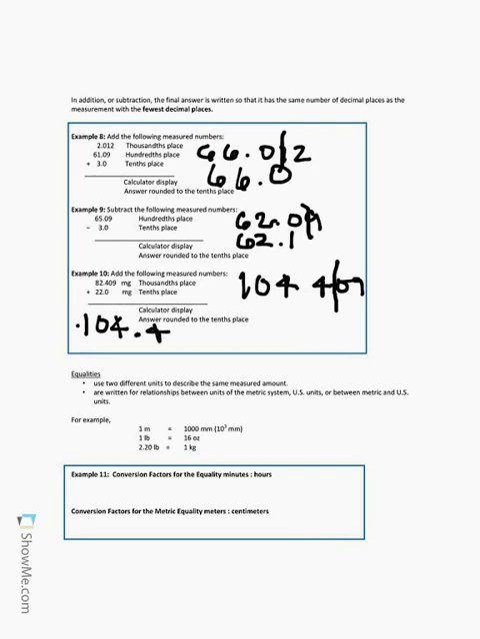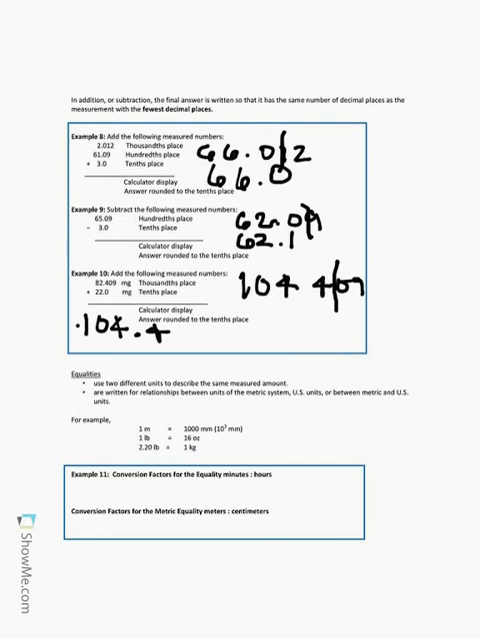Equalities. Equalities use 2 different units to describe the exact same measured amount. They are written for relationships between units of the metric system, US units, or between metric and US units. For example, we said previously that 1,000 millimeters equals 1 meter. We can also say that 16 ounces equals 1 pound. Or between the 2 different systems, metric and American, we can say that 2.20 pounds equals 1 kilogram.